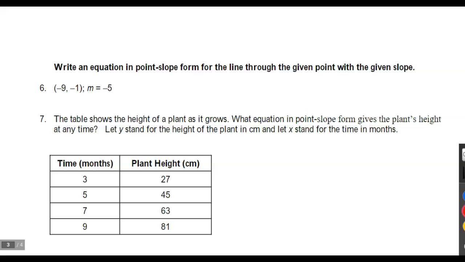Point slope. So actually this is just like the previous problem because this is why I would have positives on that last one even though they were negative points, because I have y minus a negative 1. And over here I have negative 5 x minus negative 9. So this becomes y plus 1 equals negative 5 x plus 9. Unless it tells you to write it in a different form, leave it like this.